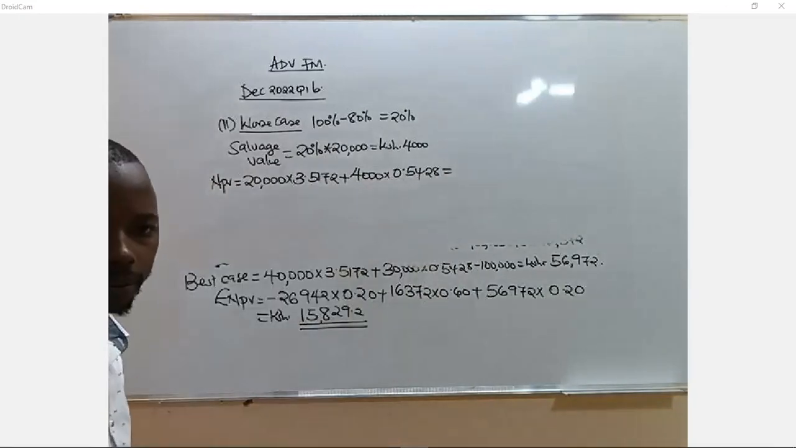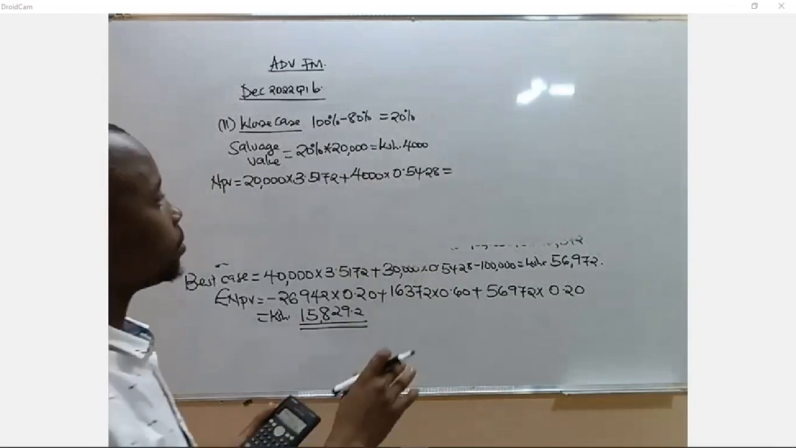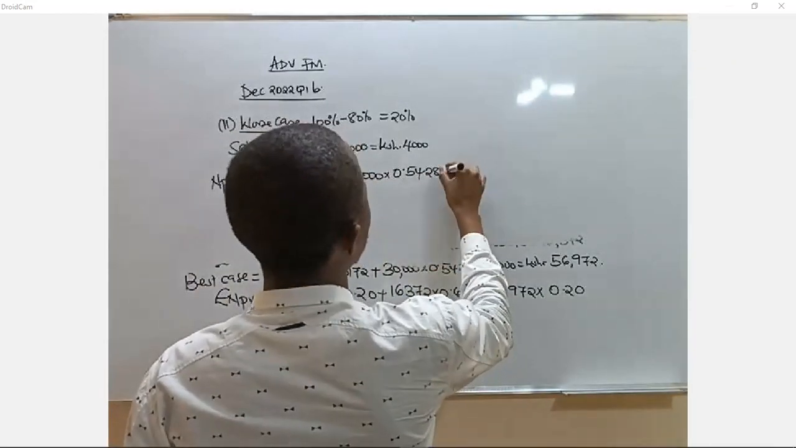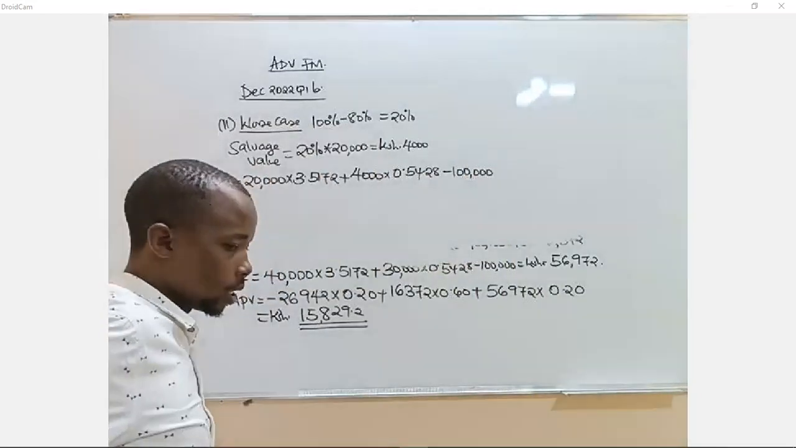Nani ajui 4,000 imetoka wapi? Someone? Someone who doesn't know where the 4,000 has come from? Lillian, is it okay? Hello? Me, I don't know. Very good. Huyo amejisemea. Mwingine? Hata mimi niko confused. Mimi nimekuambia vizuri.